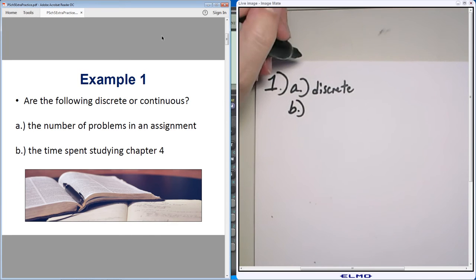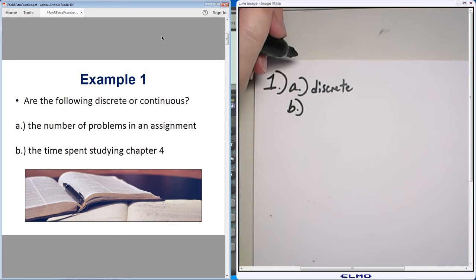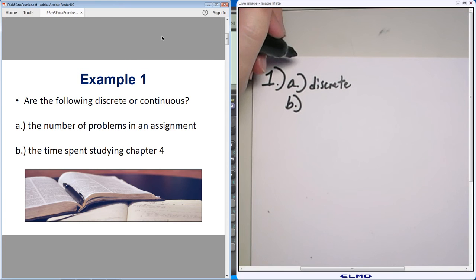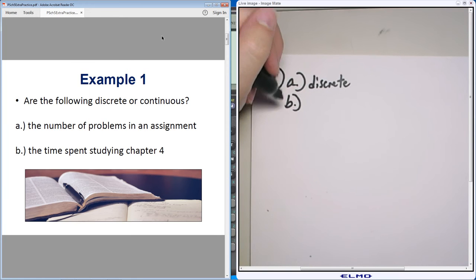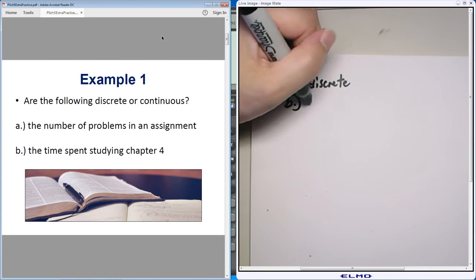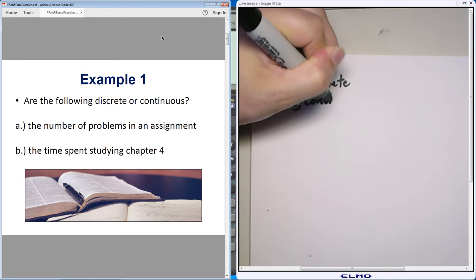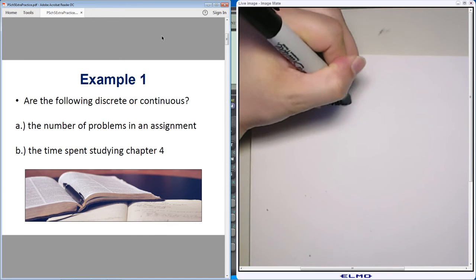How about B, the time spent studying Chapter 4? Well, any amount of time is possible for that along a scale, say from 0 up to 100 hours or however much. Any possible answer could go in there within a certain, reasonable range, so that's continuous. They vary along a continuum.